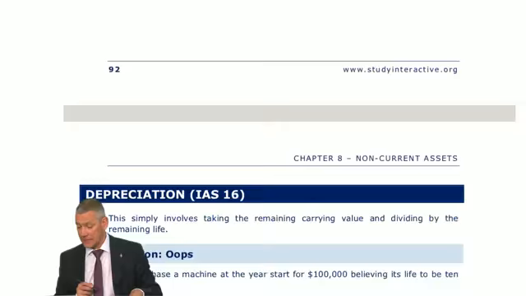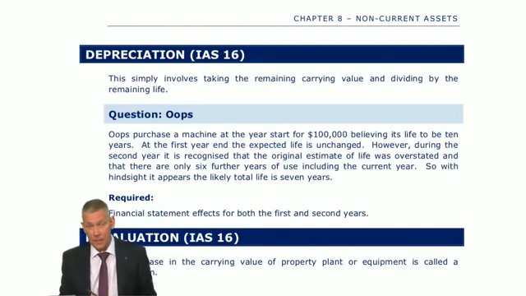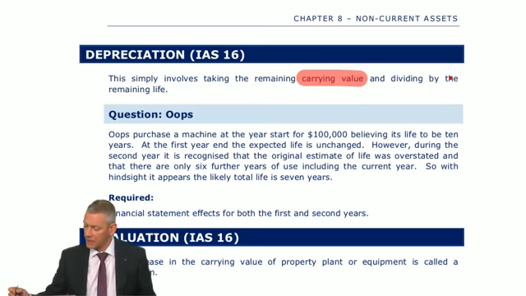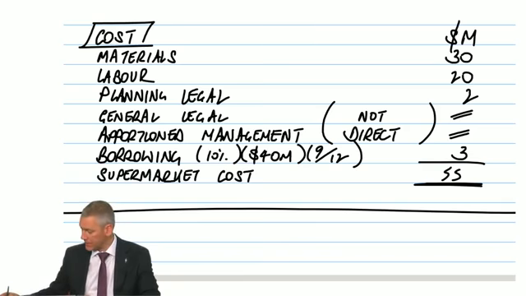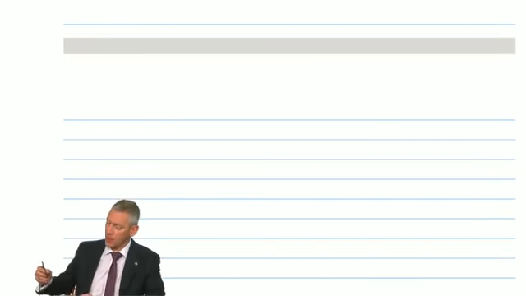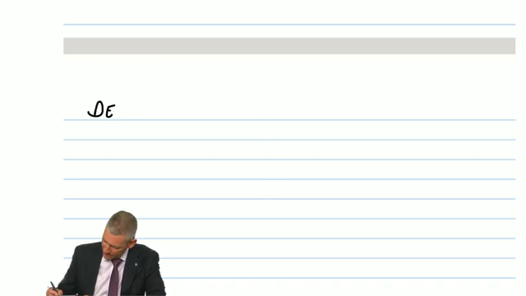So the next component is now we've got the cost. We need to spread it over the life of the asset. And oh gosh, yes, that is clever. Depreciation, exactly as it says, involves taking the carrying value and dividing by the remaining life. Yeah, quite clever actually. And that can be expressed as a formula rather than as a sentence. Can be expressed as a sentence, but probably better as a formula. Essentially speaking, this is depreciation.